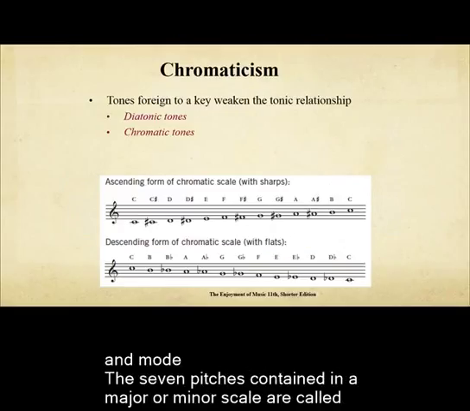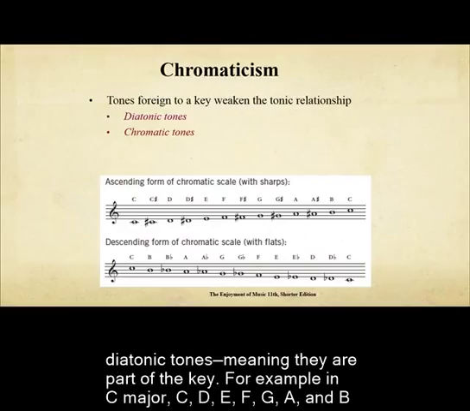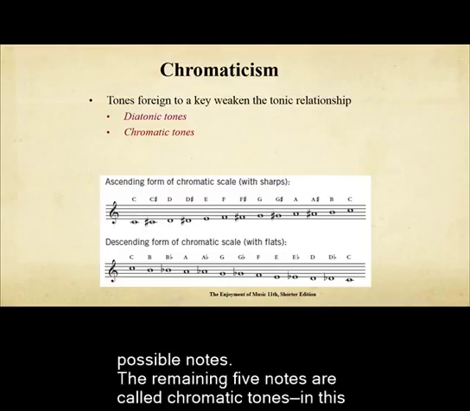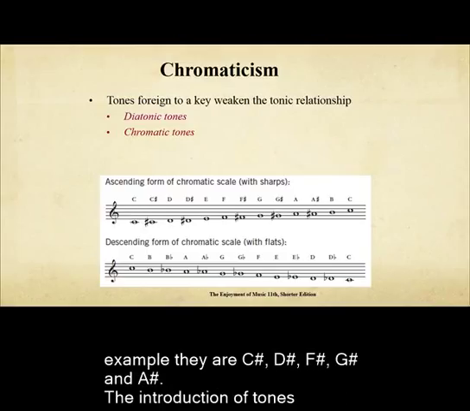The 7 pitches contained in a major or minor scale are called diatonic tones, meaning they are part of the key. For example, in C major, C, D, E, F, G, A, and B are diatonic. They are part of the C major key. But these are only 7 of the 12 possible notes. The remaining 5 notes are called chromatic tones. In this example, they are C sharp, D sharp, F sharp, G sharp, and A sharp.